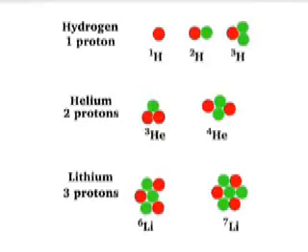All elements have isotopes, and some have many. Isotopes of an element must have the same number of protons, but they have a different number of neutrons. This has absolutely no effect on its chemical properties.